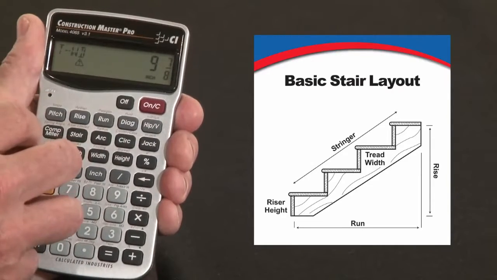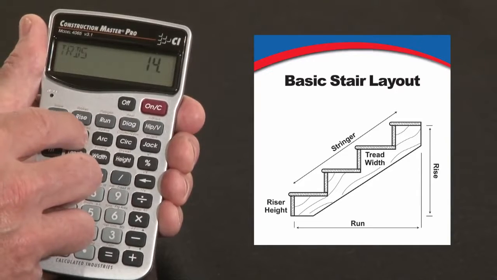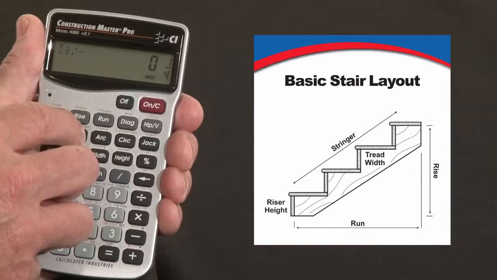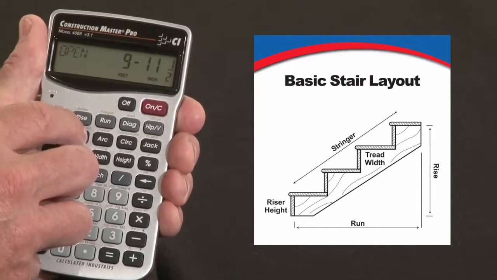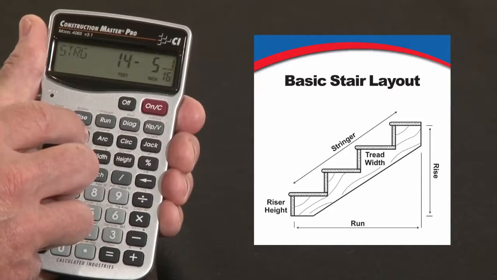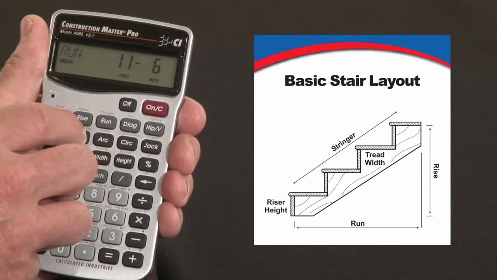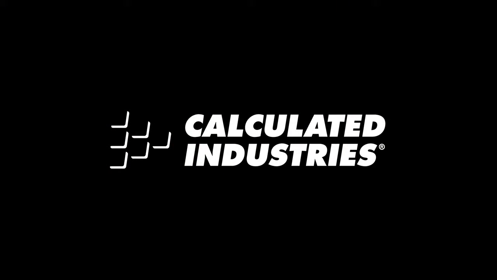In this case, we'll assume you've checked it out with your client and the building inspector, and we'll just proceed on through. There's 14 treads. There's going to be an adjustment of 1/4 inch. That's the remainder. The stairwell opening is now 9 11½. The stringer length is 14.5 1/16, and the angle is 36.99, and of course the total run is the 11.6 that we entered in. So that's a quick overview on the stair function.